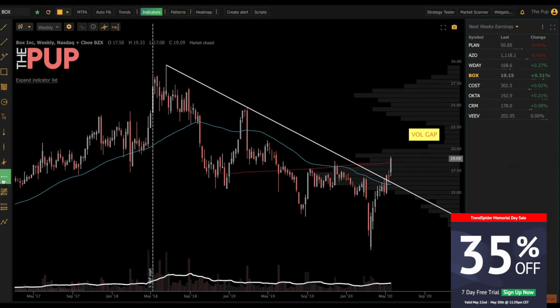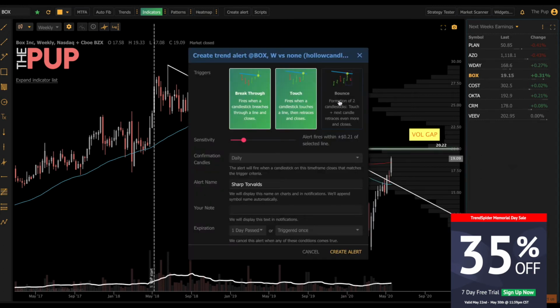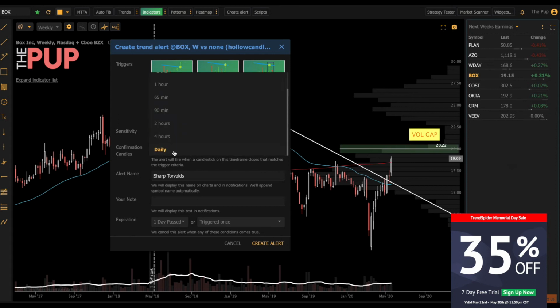So this could be a play where if we set an alert, let's say over $20, so I'll create an alert, I'll do breakthrough, touch, and bounce. What's great about TrendSpider and their tools, specifically with the alerts tool, you can create sensitivity around an alert. So you see how as I make the sensitivity higher, it's broadening the range in which the alert system will actually capture price. So if I were to, let's say, do a 50% margin, and we're on the daily chart, I would actually move the sensitivity of confirmation to the 30-minute chart.